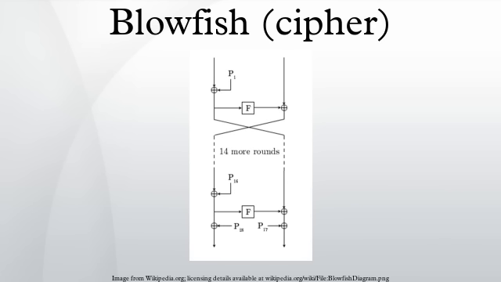Blowfish was one of the first secure block ciphers not subject to any patents and therefore freely available for anyone to use. This benefit has contributed to its popularity in cryptographic software.